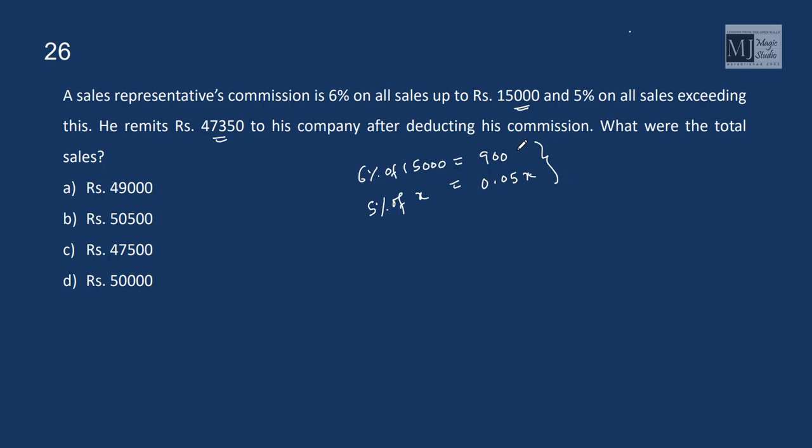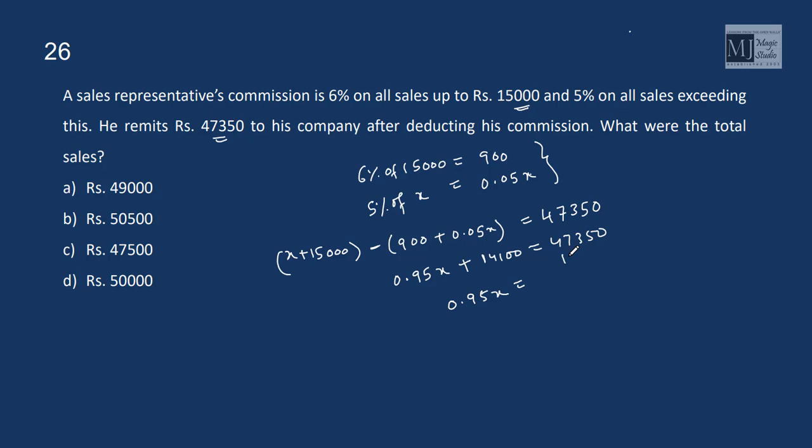Suppose x is the amount exceeding rupees 15,000. So his total sales is x plus 15,000 minus commission 900 plus 0.05x. This is equals to 47350. Okay, so 0.95x plus 14,100 is 47350.